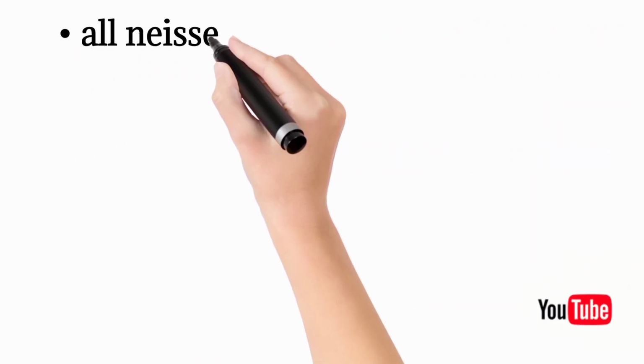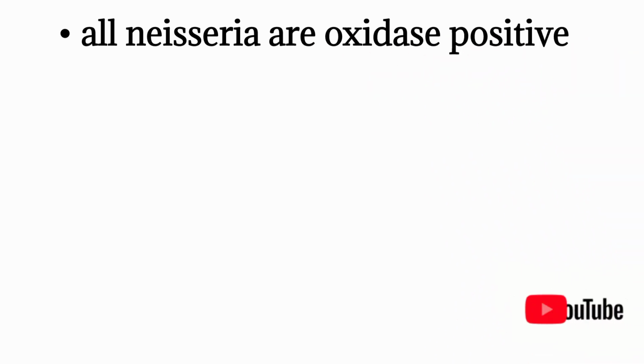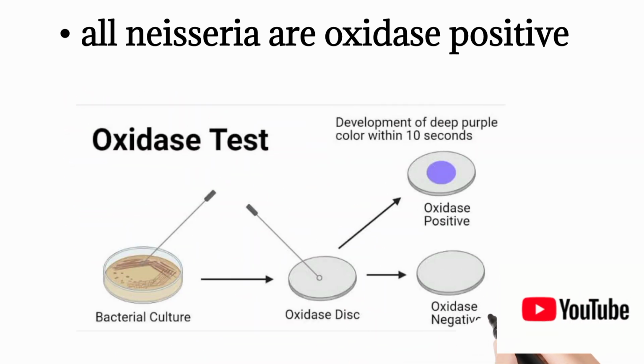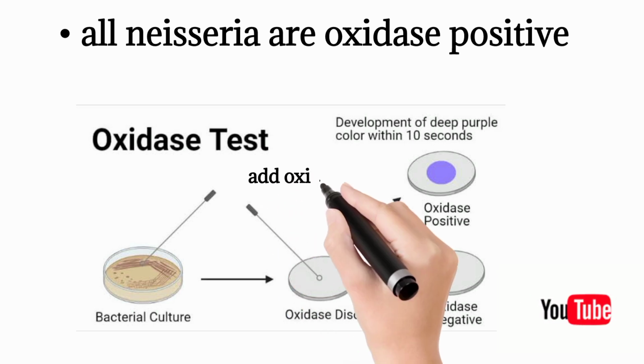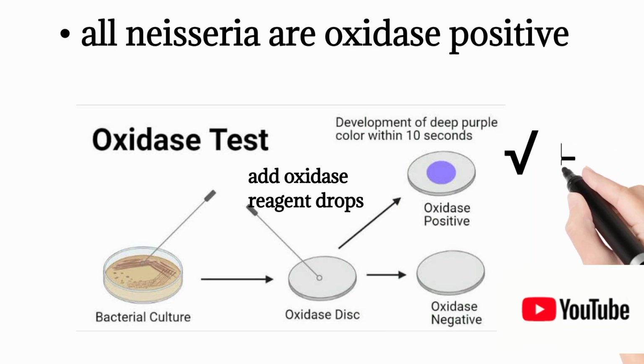Another important property is that all Neisseria species are oxidase positive. What do you mean by oxidase positive? As you can see in the figure, if you add a few oxidase reagent drops to the bacterial culture, it will yield a purple color if they are oxidase positive. Neisseria yield the purple color, which means they are oxidase positive. If they yield no color, they are oxidase negative.